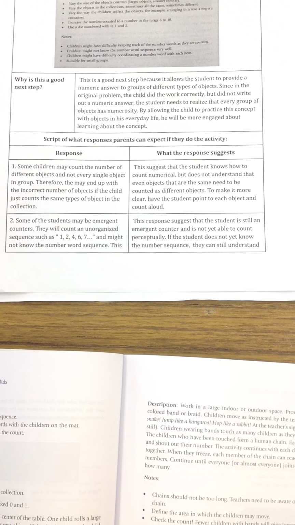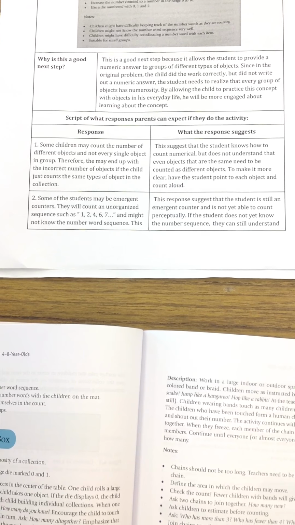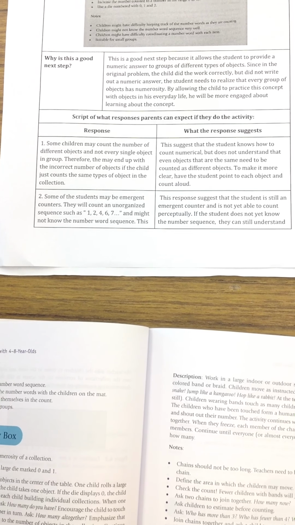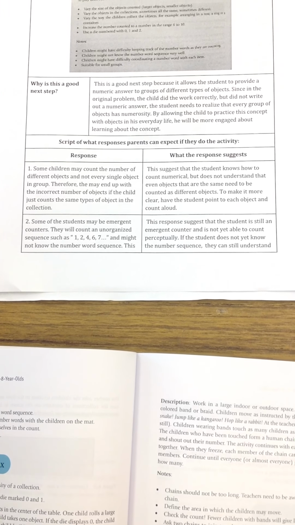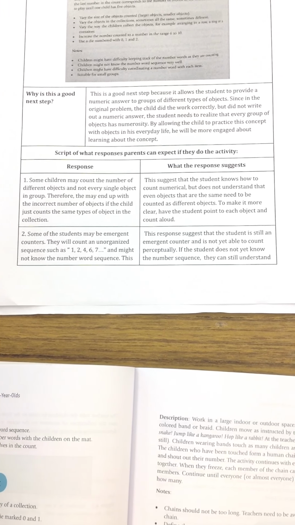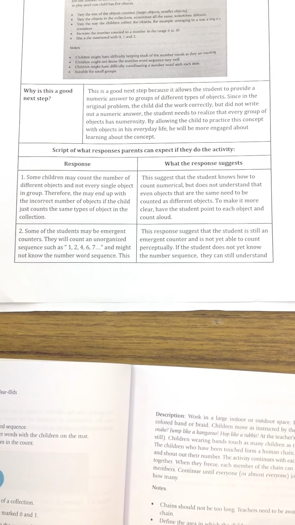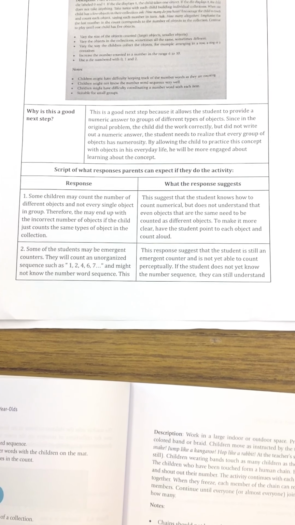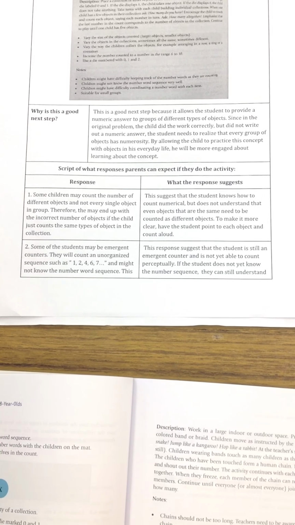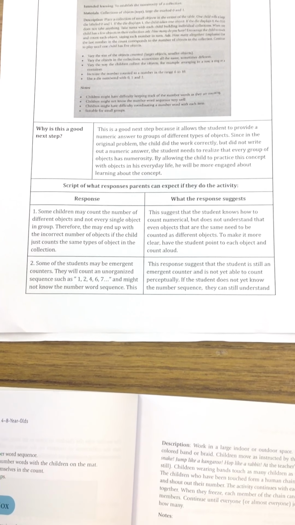Some responses that we expect are that children may count the number of different kinds of objects and not every single object in the group. Therefore, they might have the incorrect answer, counting only the same types of objects. Our response to that would be to suggest that the student knows how to count numerically but does not understand that even objects that are the same need to be counted as different objects. To make it more clear, you could have the student point to each object and count aloud.